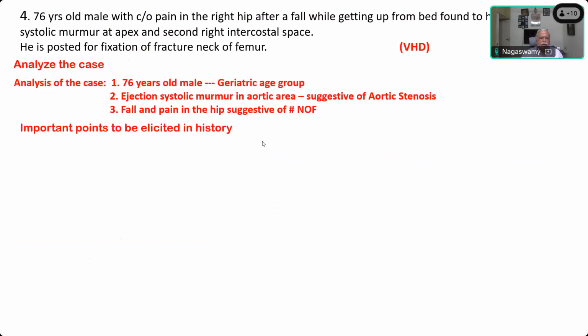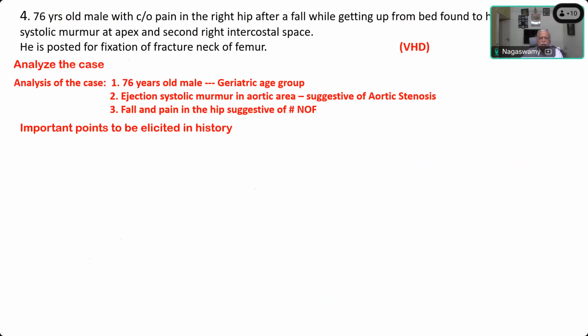And important points to be elicited in history. Episodes of syncope. Because aortic stenosis, is it a very evident diagnosis or a very subtle, slow onset problem? I'm asking whether it is evident right from the start of the stenosis or a very late, slow presenting, progressive disease. Usually progressive asymptomatic disease. Patients are very asymptomatic until they develop a very severe degree of stenosis.